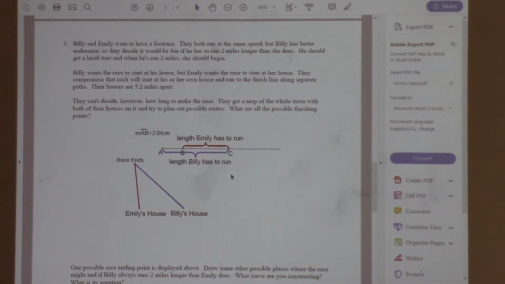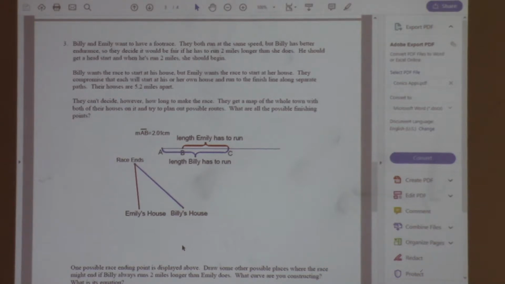They compromise that each will start at his or her own house and run to the finish line along separate paths. Their houses are 5.2 miles apart. They can't decide, however, how long to make the race. So what can they do? Oh, they need to find the locus of points that are 2 miles farther from Billy's house than they are from Emily's house. Get it?